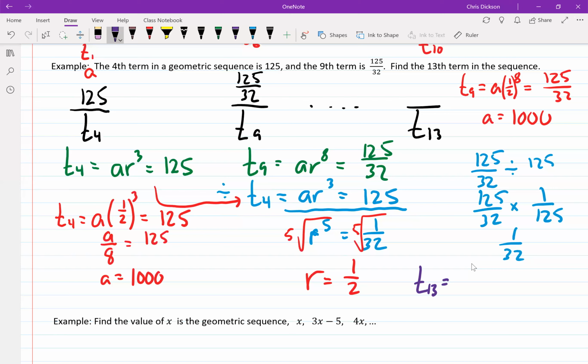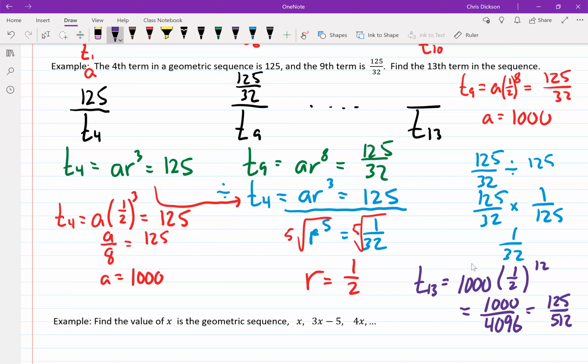So to find out my T13, it would be an a value of 1,000 multiplied by 1/2, all raised to the 12th power. So this would be 1,000 over 2 to the 12. So that's 4,096. And if we reduce that, I believe that's 125 over 512. So there we go.